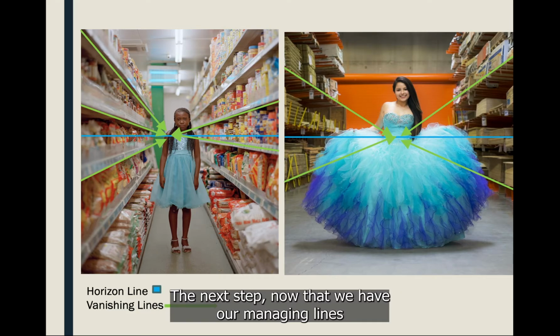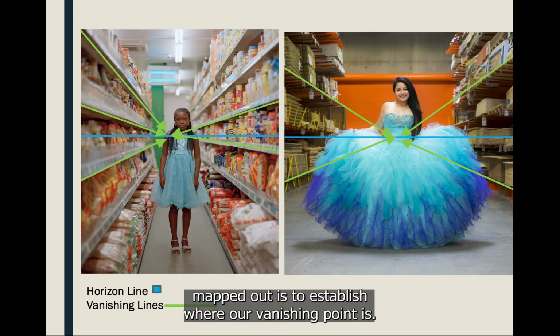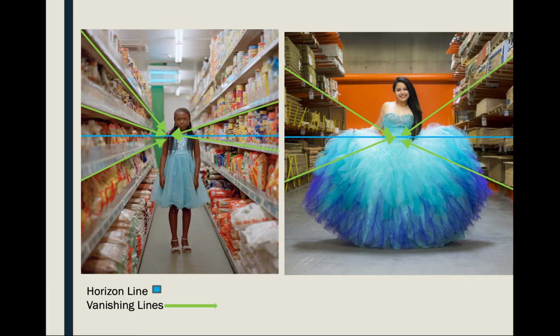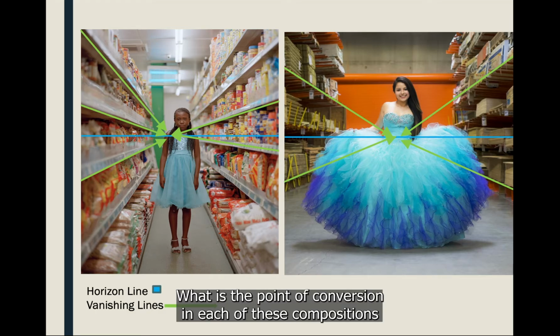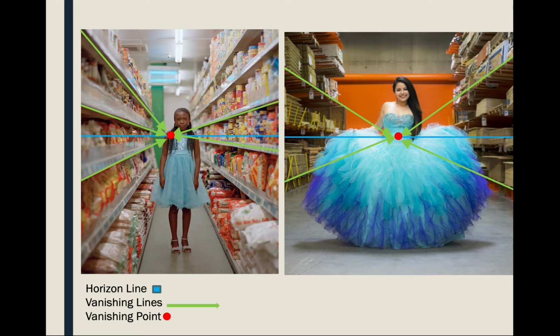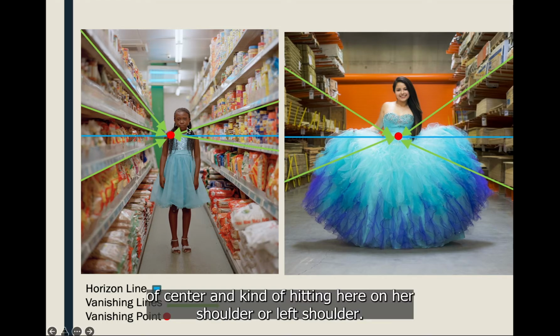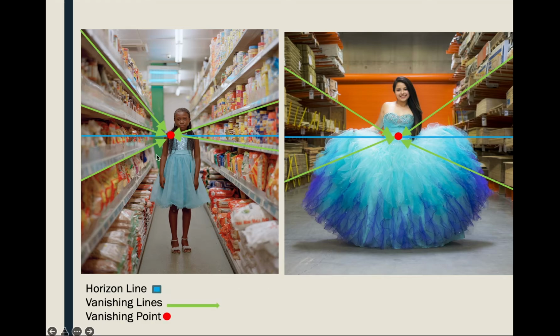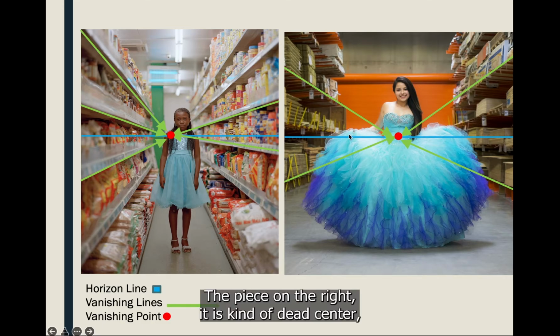The next step, now that we have our vanishing lines mapped out, is to establish where our vanishing point is. What is the point of convergence in each of these compositions? And for the piece on the left, like I said, it's just a little bit off center and kind of hitting here on her shoulder, her left shoulder. The piece on the right, it is kind of dead center.